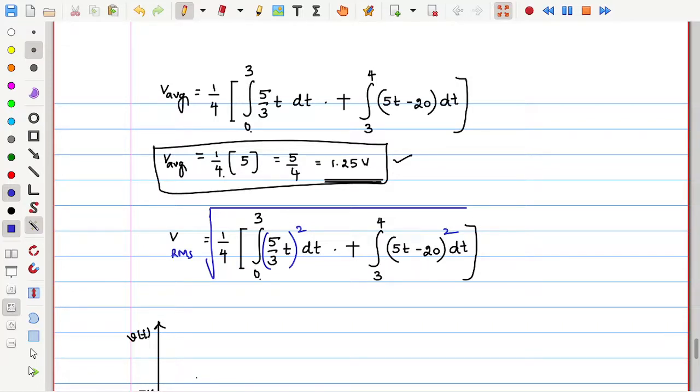And then plus another integration. So for this integration it is 5 t minus 20 whole square, and limits are 3 to 4. And anything else?